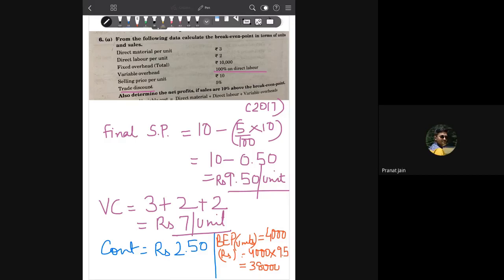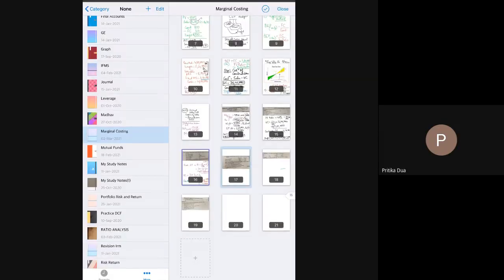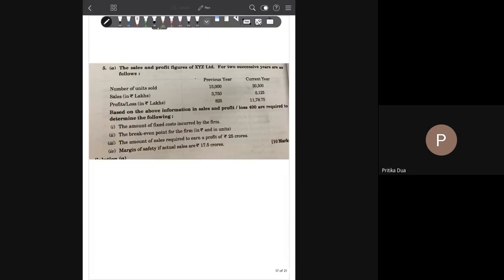There is another question which has come in your 10 years. Yes, this question is from 2016. You are given the data for 2 years. This 400 is extra, and you need to calculate the values given.